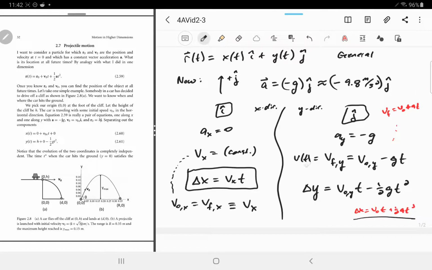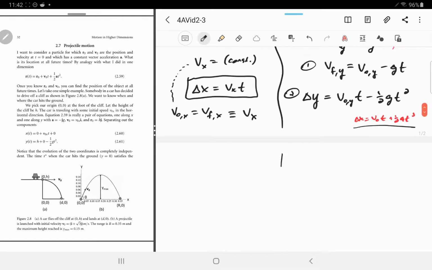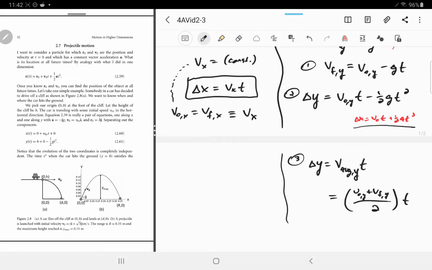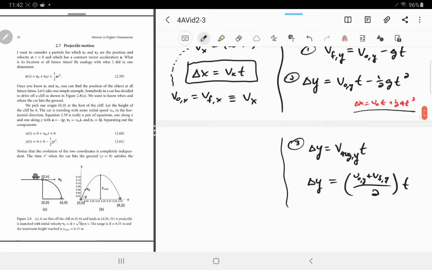So this should look familiar. This is just like equation 1 from before. This is just like equation 2. So you could probably guess what the other two relevant equations that you might use are. It'll be equation 3 from last time. That was delta y is going to be the average velocity, just the y component of the average velocity, times time. And this is v naught y plus v final y over 2 times time. So it's equation 3.